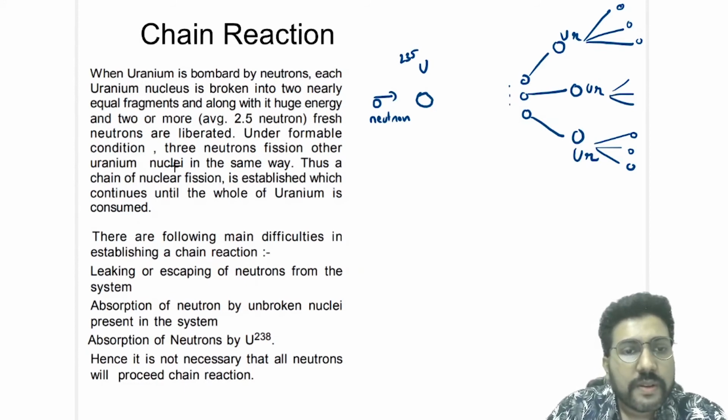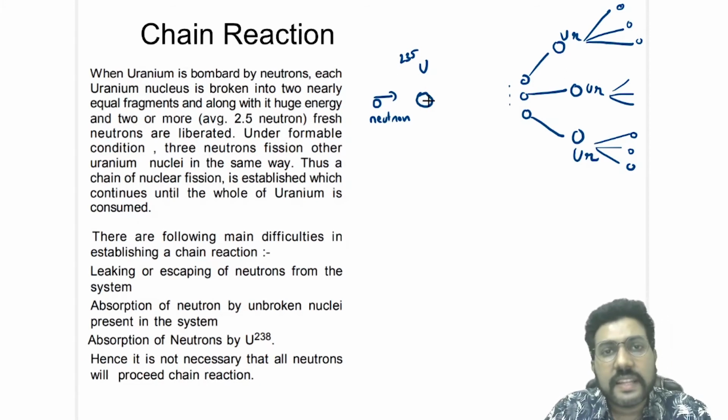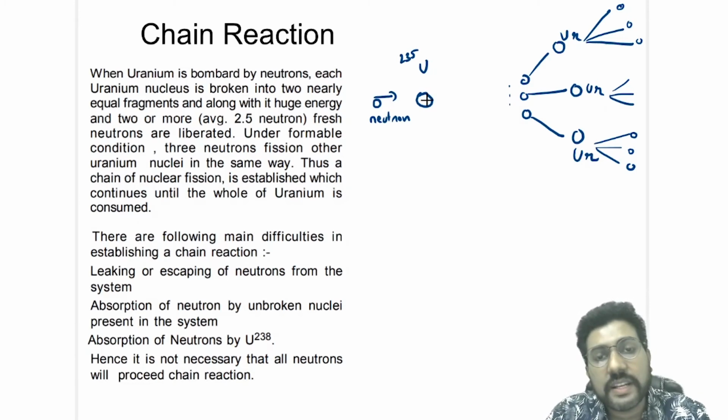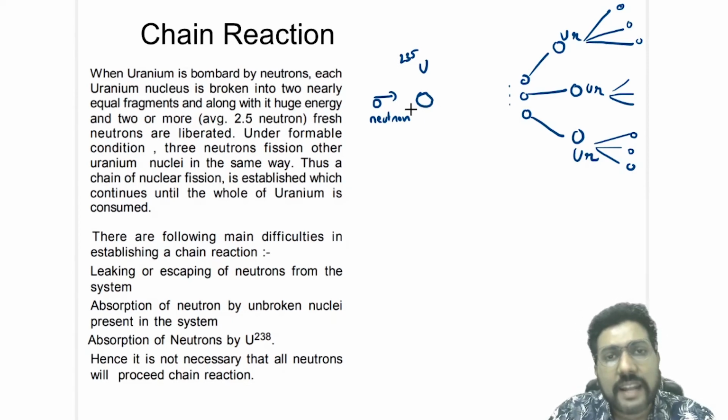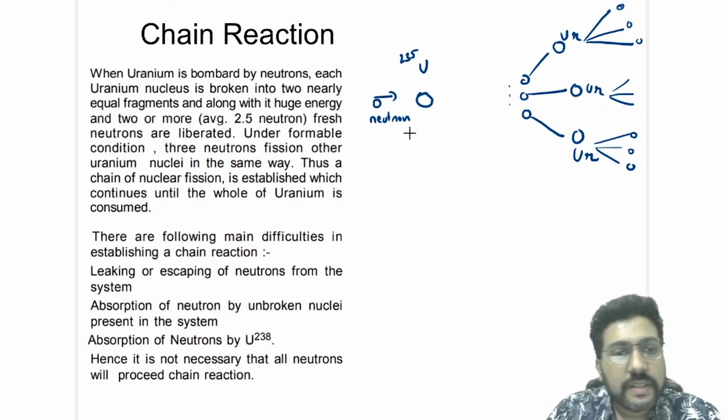Okay, so each neutron causes fission in another uranium nucleus in the same way. First 3 neutrons were released, then these 3 neutrons produce fission in 3 other nuclei, and from there 3 × 3, that means 9 more neutrons are produced. Now these 9 new neutrons will again strike 9 new uranium atoms, and from that 9 × 3, that is 27 new neutrons will be produced, and it will go on exponentially. Thus a chain of nuclear fission is established, which continues until the whole of uranium is consumed. When the whole of uranium is consumed, then this will stop.